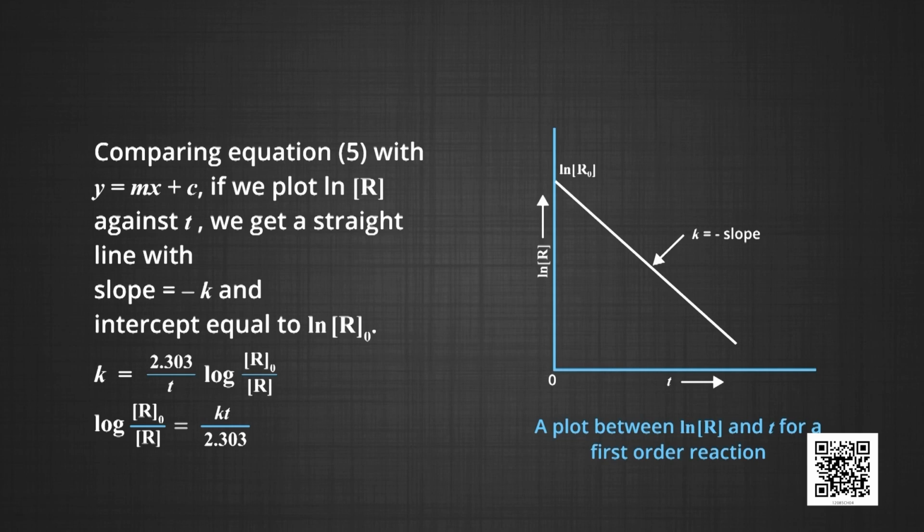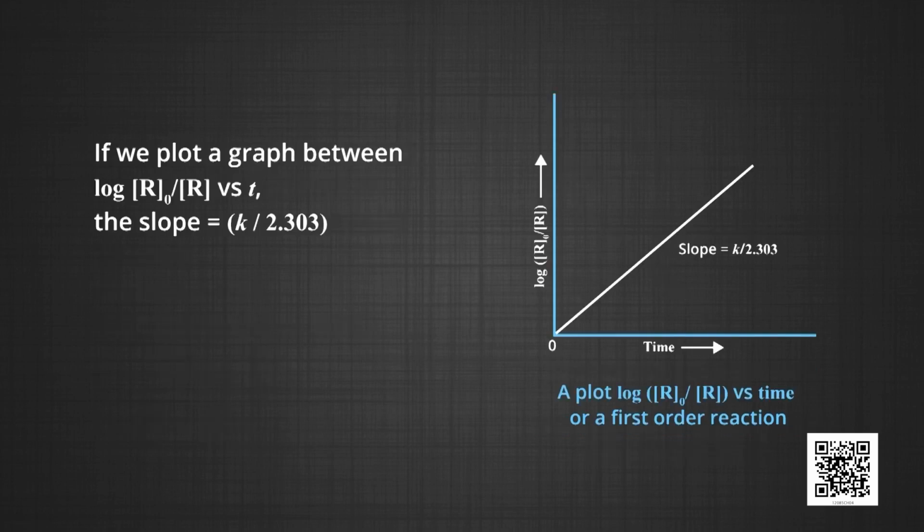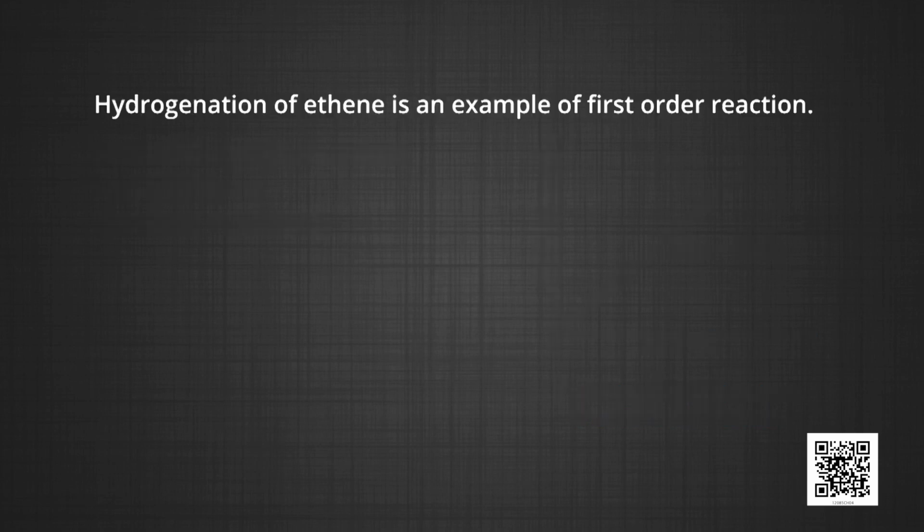Log [R]0/[R] equals kt divided by 2.303. Now, if we plot a graph between log [R]0/[R] versus t, the slope equals k by 2.303. This plot shows you log [R]0/[R] versus time for the first order reaction. Hydrogenation of ethene is an example of a first order reaction. Ethene, C2H4, plus H2, the hydrogen, gives C2H6, that is ethane.